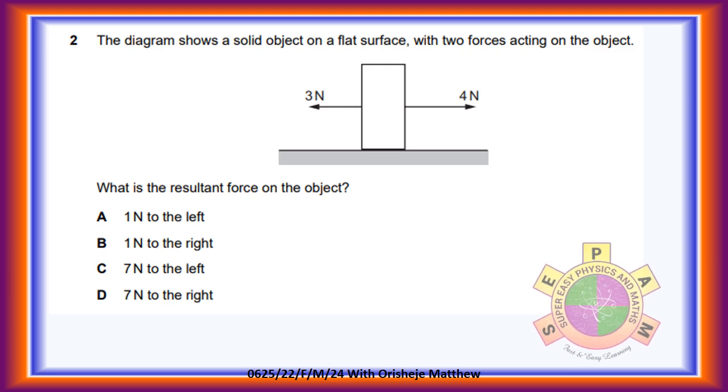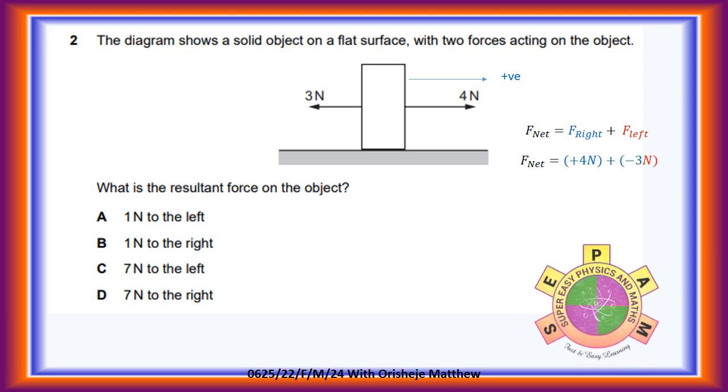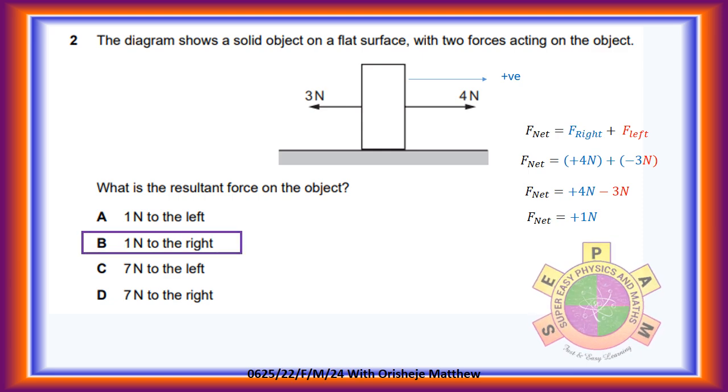Take the direction to the right as positive. The resultant force is the difference between the 2 forces. The resultant force is plus 4 Newton minus 3 Newton, which is equal to plus 1 Newton. Plus sign shows the resultant force is acting to the right. The correct answer is option B.